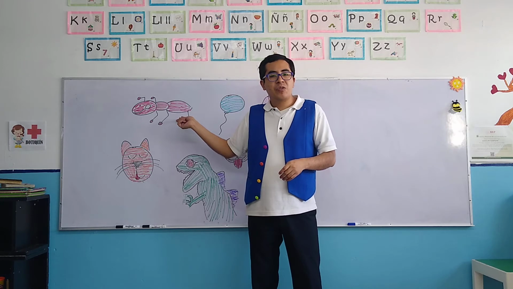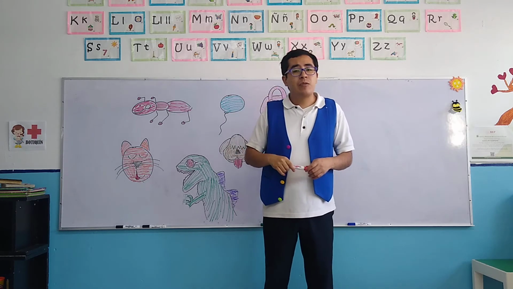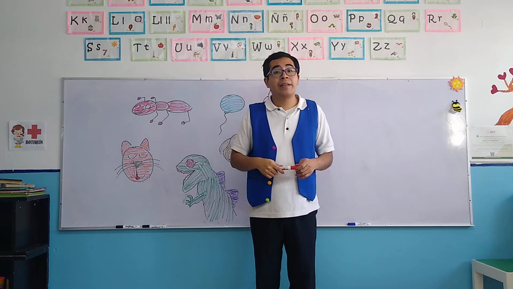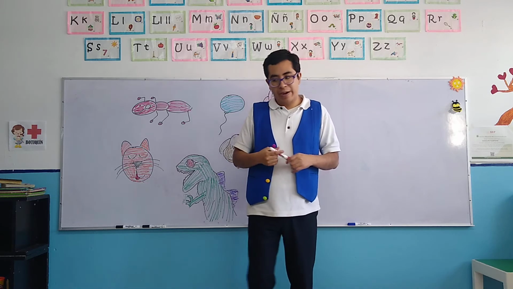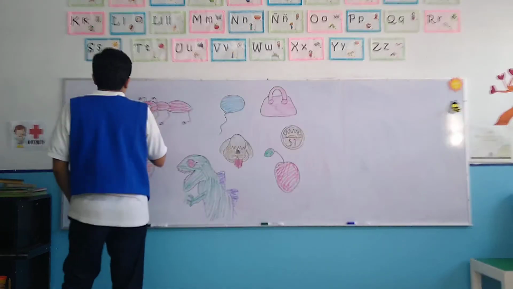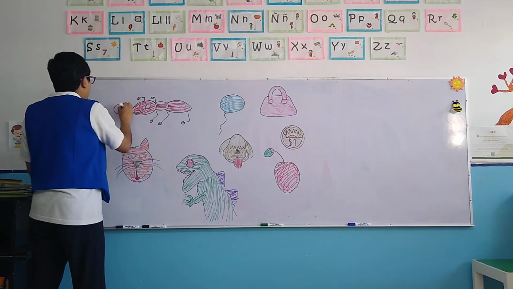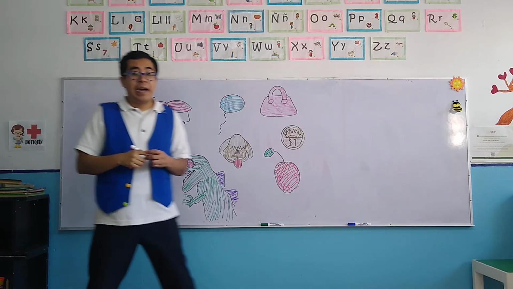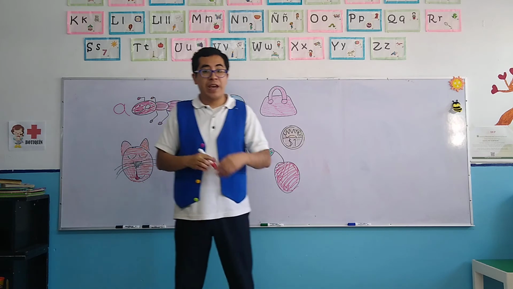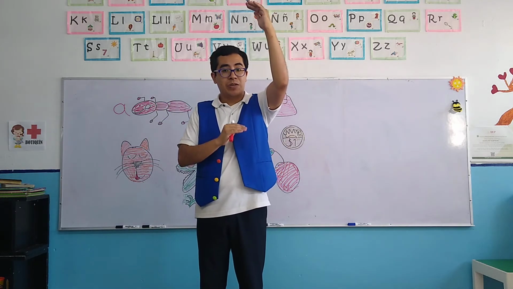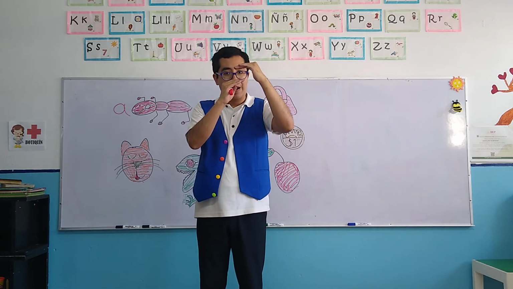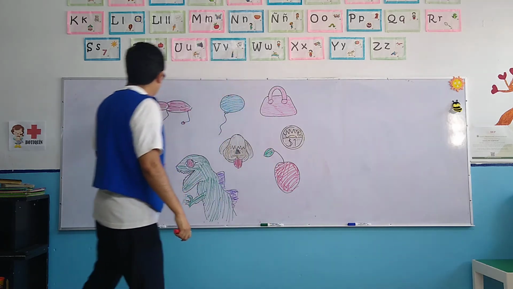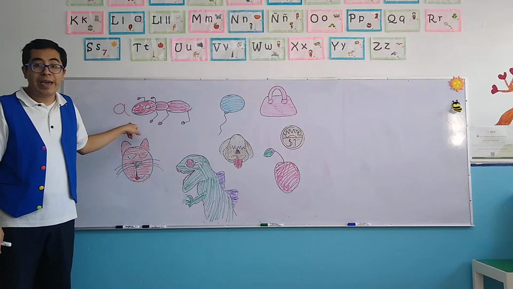What letter do we put for ant? Do you remember the letter for ant? Okay, small a. Small a for ant. Don't forget that we have two types of letters: capital, which are the big ones, and small letters. In the case of ant, small a.